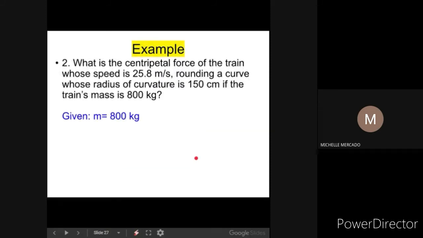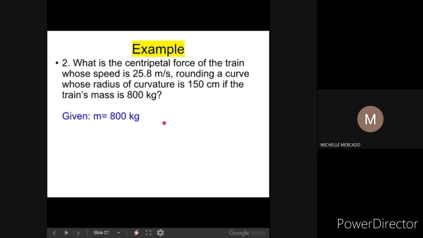Okay, second problem. What is the centripetal force of the train whose speed is 25.8 meter per second, rounding a curve whose radius of curvature is 150 centimeter, if the train's mass is 800 kilogram? Again, the given mass natin is 800. The given velocity is 25.8 meter per second. Then the given distance is 150 centimeter, or the given radius is 150 centimeter. Then we're going to find the centripetal force.